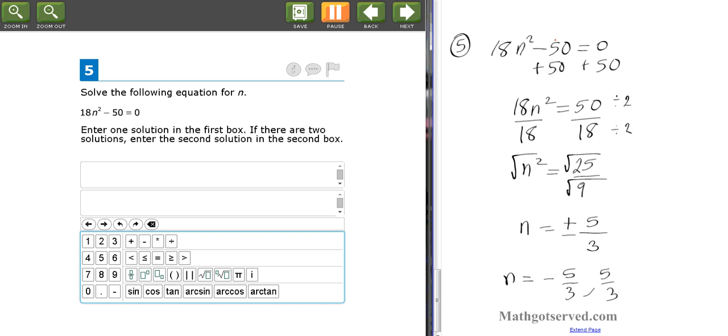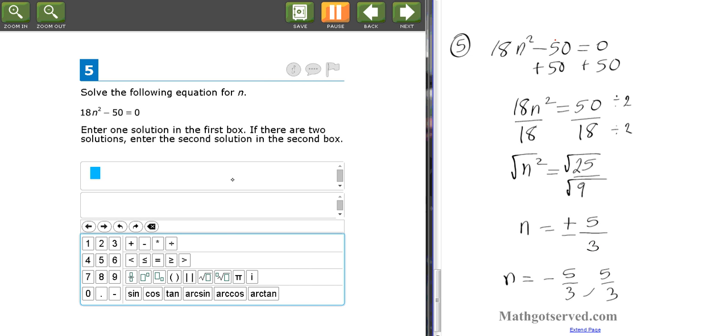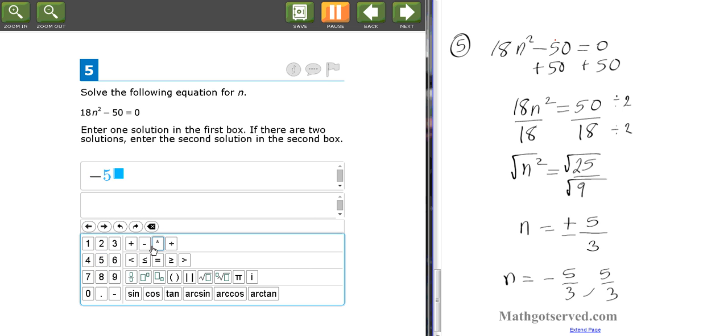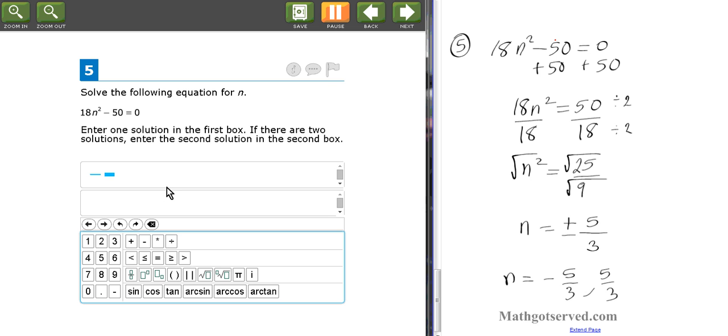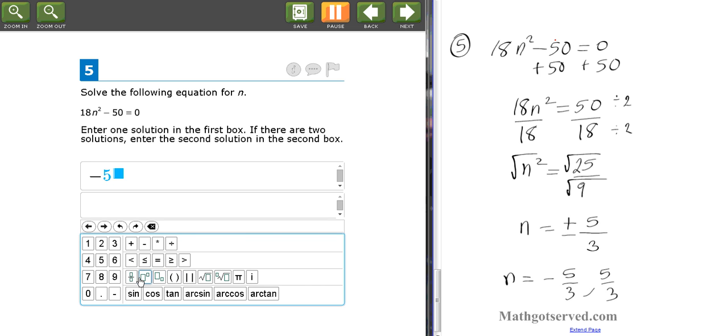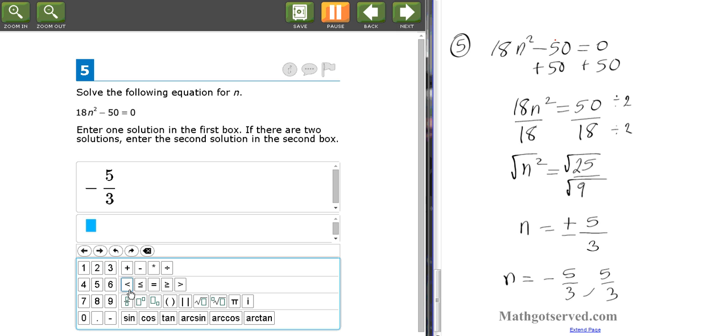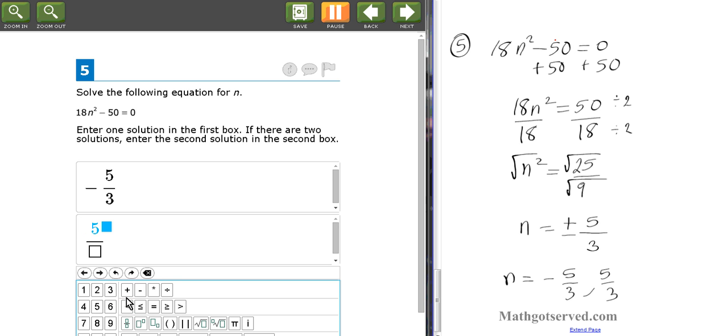So you notice there are two answers to this question. So you want to make sure you enter both of them here. Okay, so the first one is negative 5 over 3. And then, well, let's not enter it in that format. We can do negative 5 over 3. And the second answer is a fraction also, 5. And then click in the denominator, 3. All right, so there goes your two answers separated in both boxes.